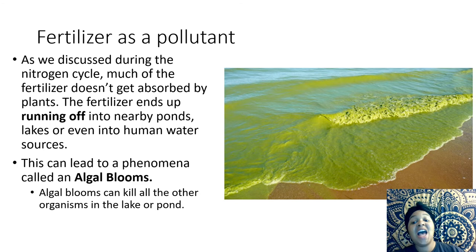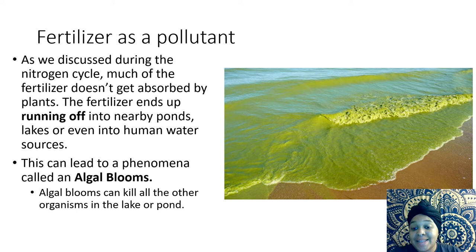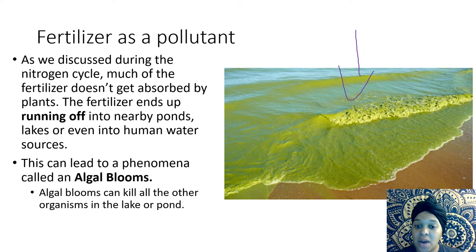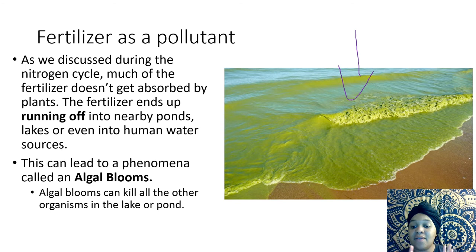But what happens is it starts to grow and grow and grow until the algae literally takes over the water. That water is algae now. Look how much algae is in that water, that it has turned it green. Now this algae flourishes. Yeah, algae, it's enjoying its life. But when this algae dies, what happens?